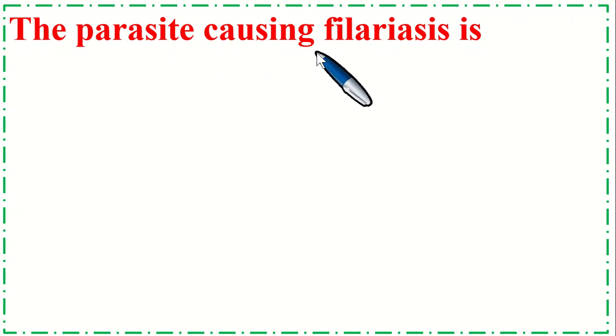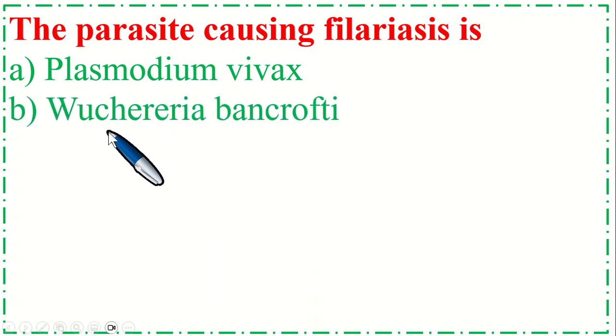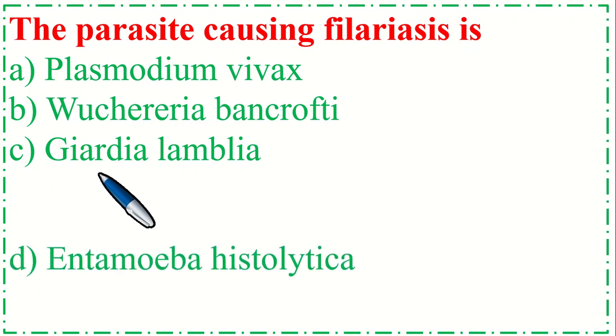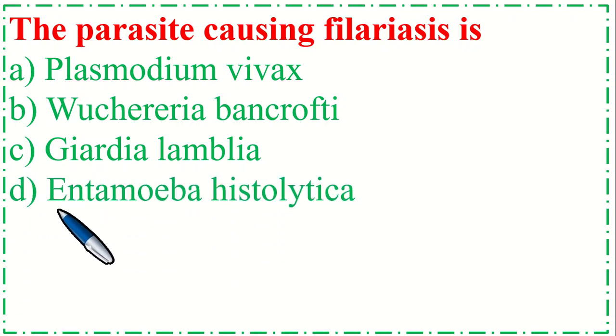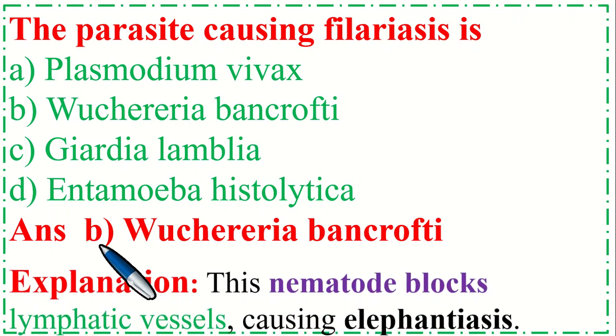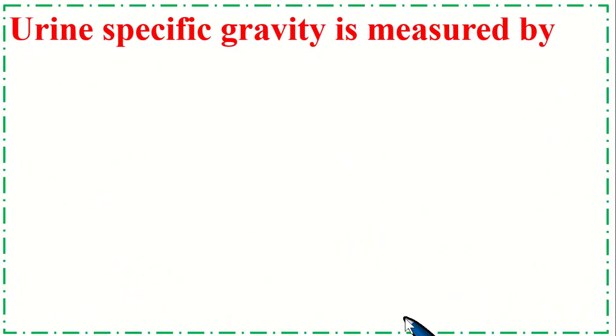The parasite causing filariasis is: option A, Plasmodium vivax; option B, Wuchereria bancrofti; option C, Giardia lamblia; and option D, Entamoeba histolytica. So the correct option is B, Wuchereria bancrofti. Explanation: this nematode blocks lymphatic vessels causing elephantiasis. So this is a very important MCQ.